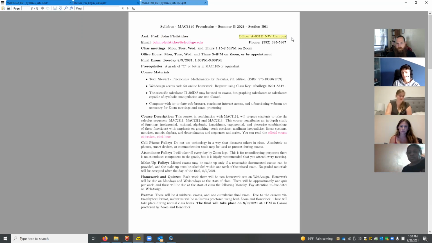My office is A031D on the Northwest campus. That's the main campus for Santa Fe. The location here is in Building A, and then you go downstairs on the north side. That's the 031. And then once you're in the office unit, you'll find me in Office D. I'm not going to be spending a lot of time in the physical office since I'm still working from home.